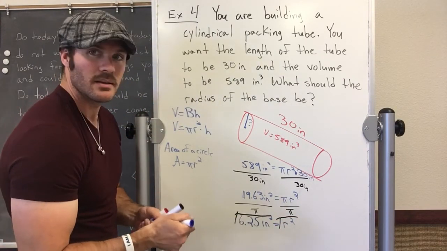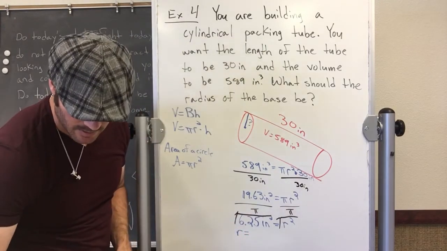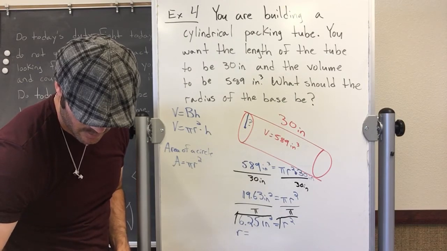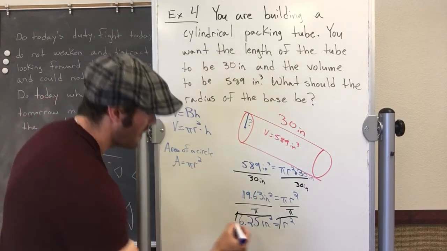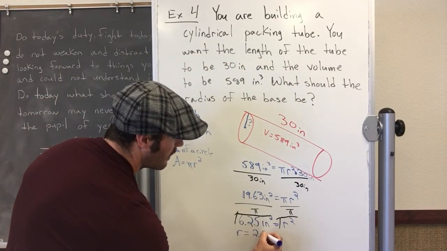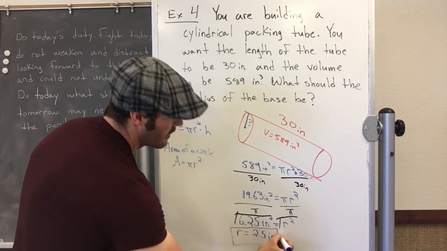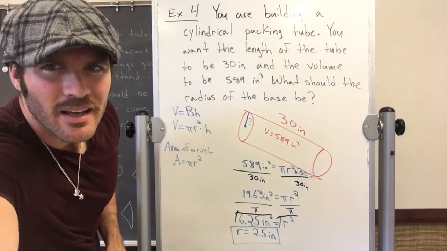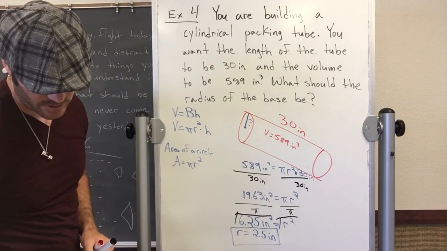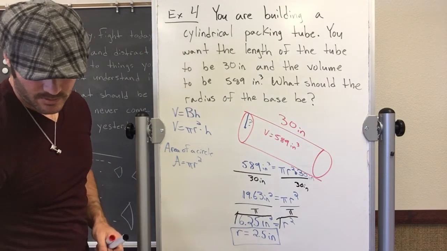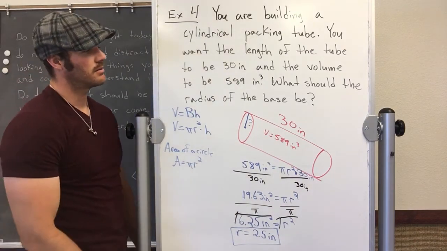So my radius is square root of 6.25, 2.5 inches. All right, I hope you can see. Yes, you can. So our radius is 2.5 inches. Is that correct? Let's double check. 2.5 inches. We are smart. Yes, we are. There we go.